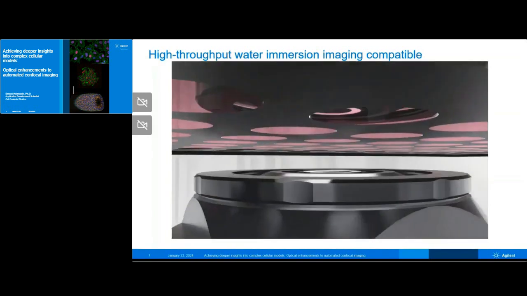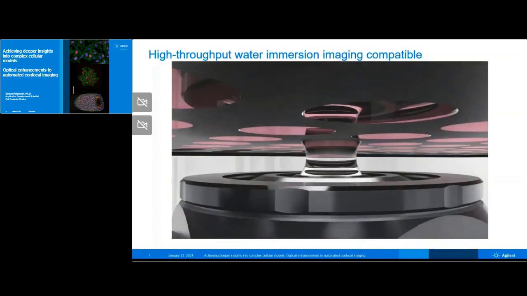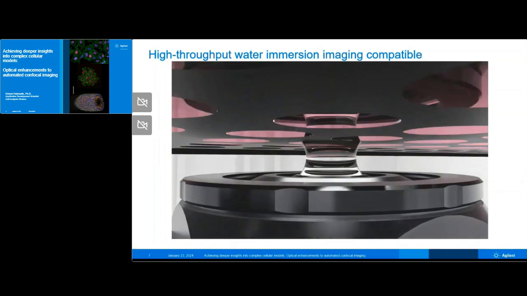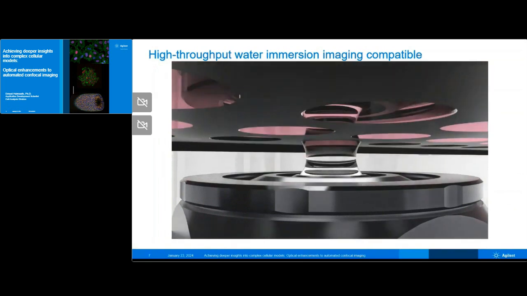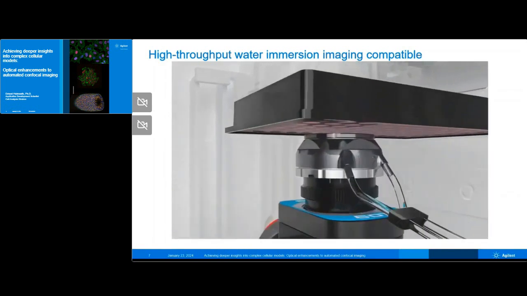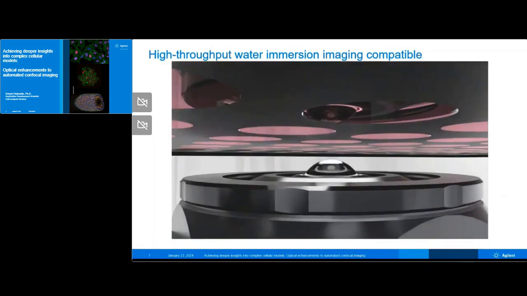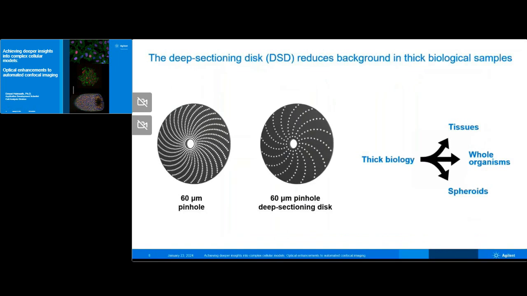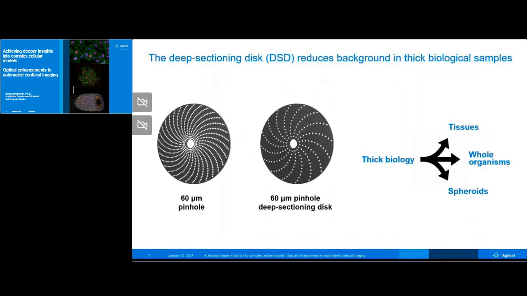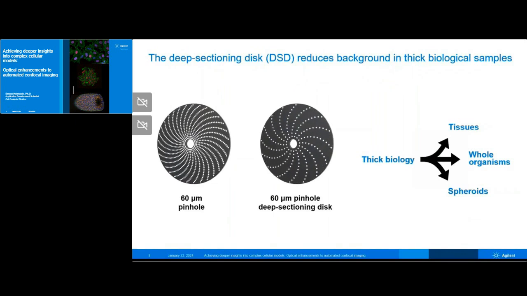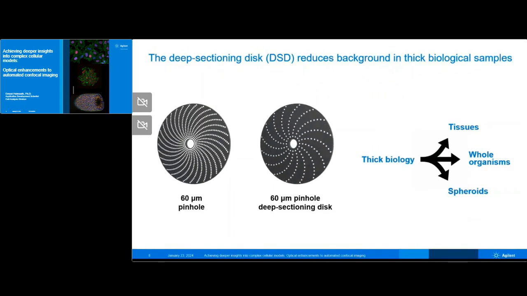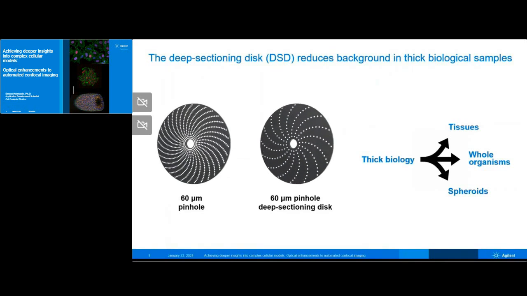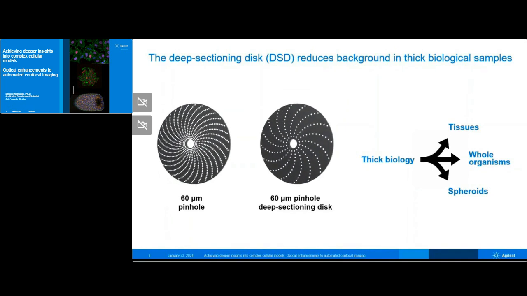Now, automated high-throughput water immersion imaging in the Citation C10 is possible with a continuous water column that is maintained throughout the process using that microfluidics setup. And this is capable in both 96 well and 384 well glass bottom or film bottom plates. Now, the other feature is the deep sectioning disc, and this is used to reduce background in thick biological samples, allowing a clearer view into that sample. This increased clarity enables you to collect more meaningful, detailed data from that sample. We'll go into this a little bit later in the webinar.